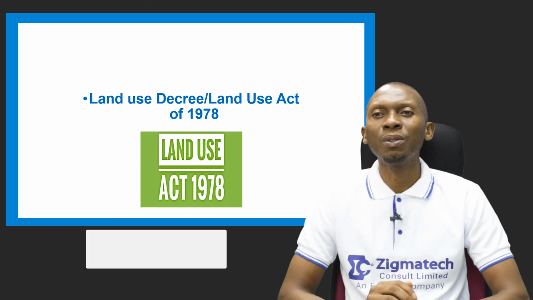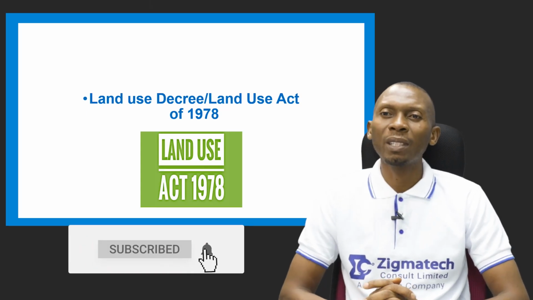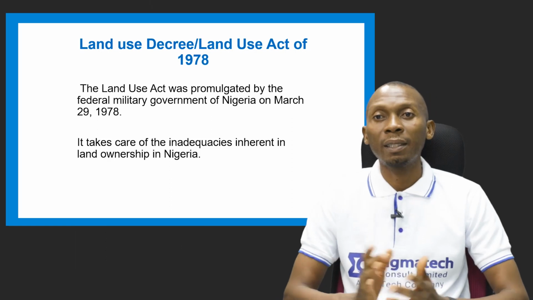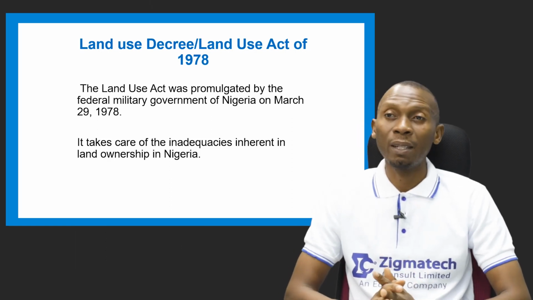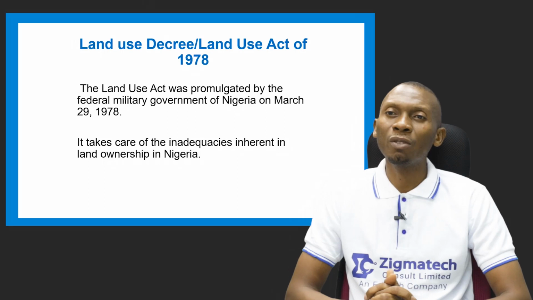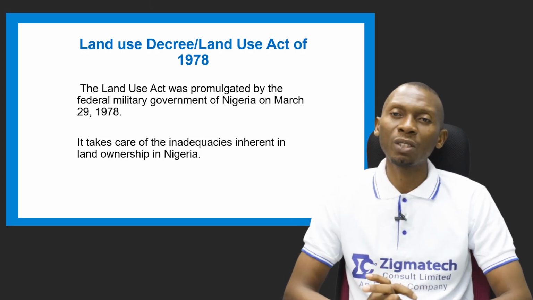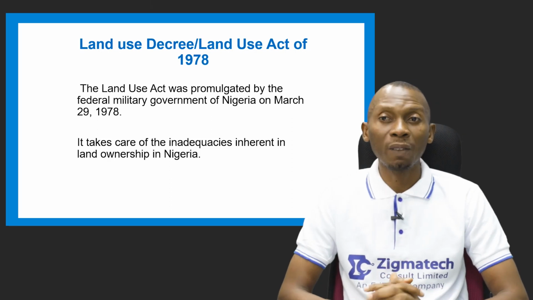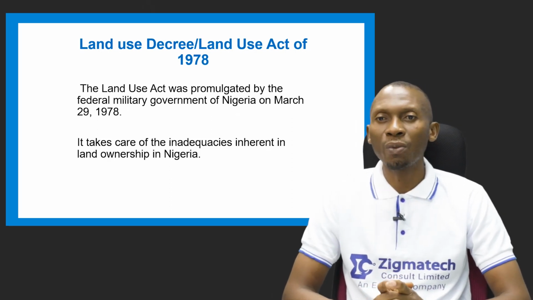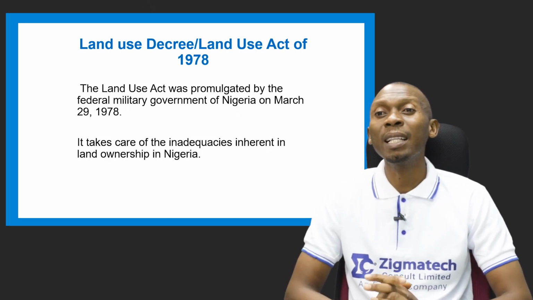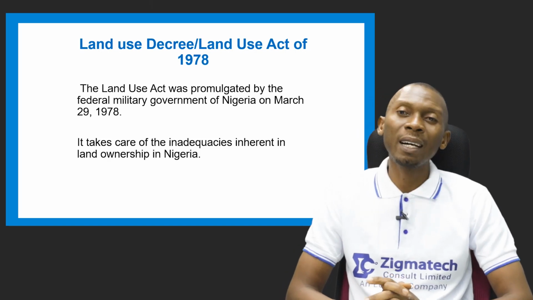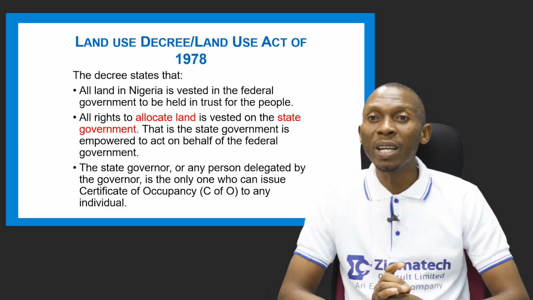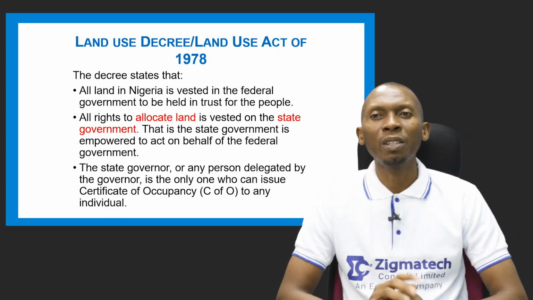Let's go to the Land Use Decree or the Land Use Act of 1978. Now, what is this? The Land Use Act was promulgated, that is, signed into law by the Federal Military Government of Nigeria on March 29, 1978. And the purpose of this Land Use Act or Land Use Decree was to take care of all the inadequacies inherent in land ownership in Nigeria. Now, let's take a look at the decree and know exactly what the decree states.